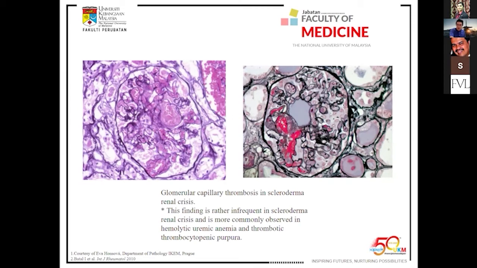So they can actually capture the thrombi in the biopsy when you take a biopsy of the patients. So this is a classical change of a TMA as well. So if you see such lesions, they can be part of the scleroderma renal crisis, but you might have to think about other differential causes of TMA, thrombotic microangiopathy, such as HUS or TTP.